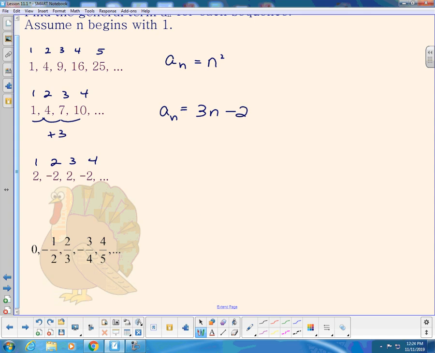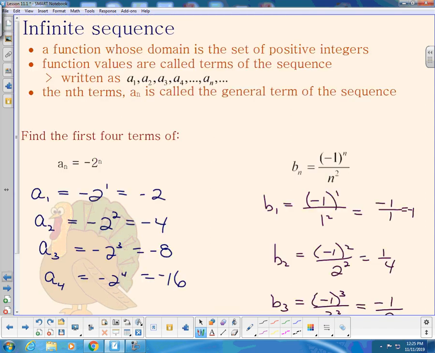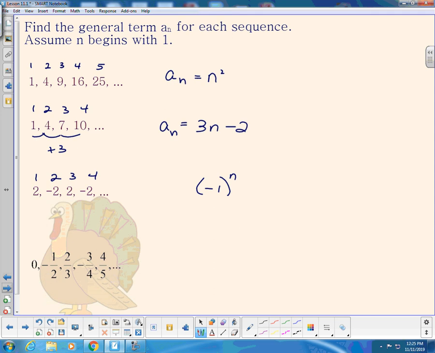It just keeps bouncing back between 2 and negative 2 and 2 and negative 2. If you have something alternating like that, positive, negative, it's got to be multiplying by negative 1 to some power. That bounces it back and forth, kind of like we did over here. Right? This bounces positive, negative. And since my number's not changing, it's going to be a 2.